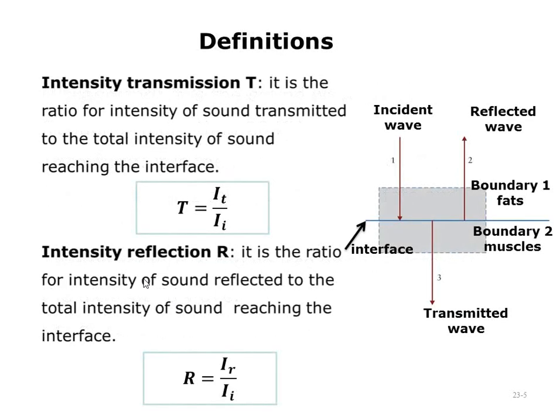Consider that an ultrasound wave is incident on the interface between two boundaries, fat and muscle. This wave will be transmitted and reflected. The ratio of reflection and the ratio of transmission are given as follows. First, the intensity transmission T. It is the ratio of the intensity of sound transmitted to the total intensity at the interface. And the intensity reflection R is the ratio of the intensity of sound reflected to the total intensity of sound at the interface.